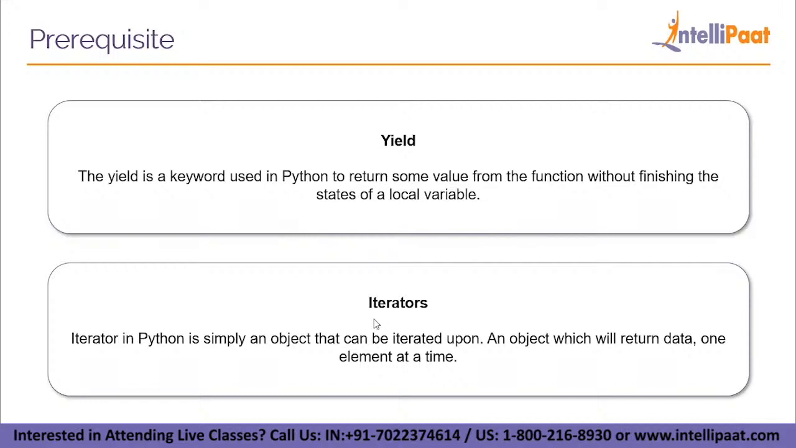The next prerequisite you should be knowing is the iterators. An iterator in Python is simply an object that can be iterated upon, an object which will return data one element at a time.